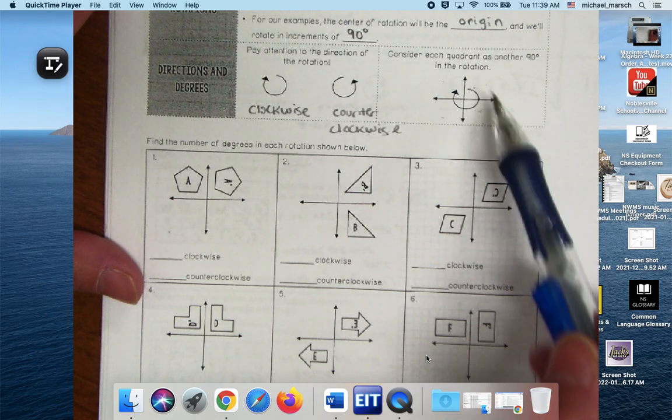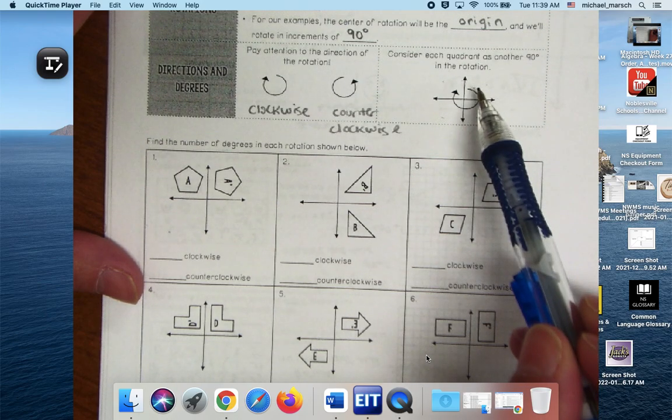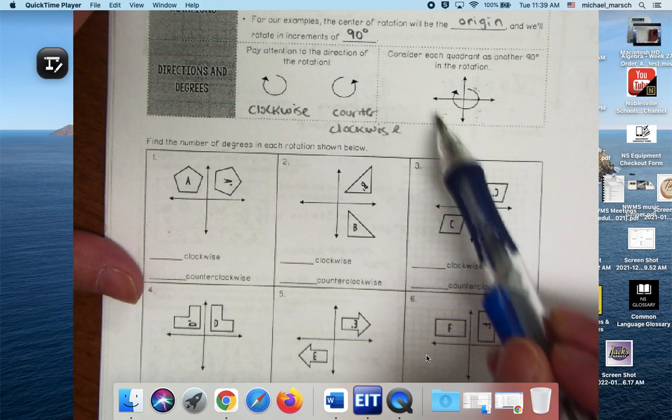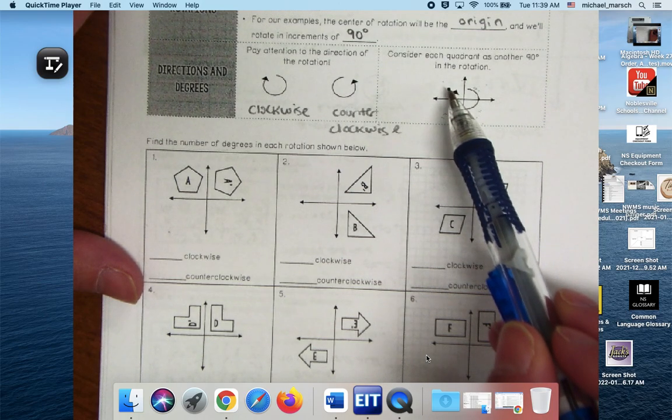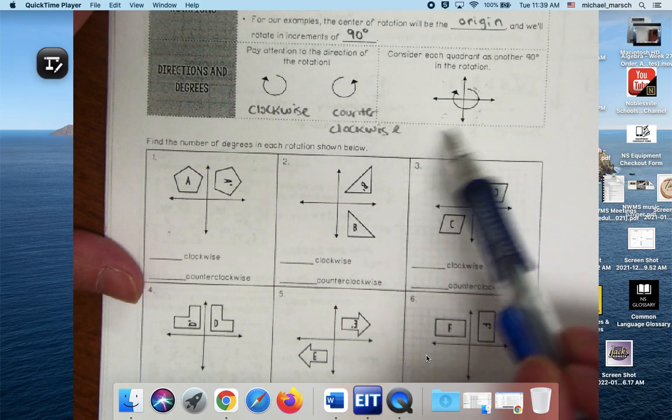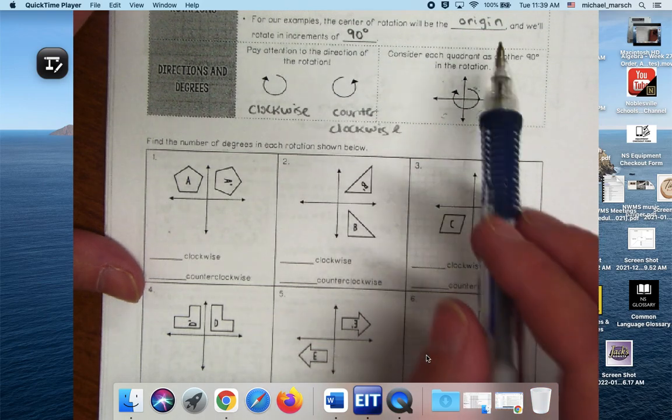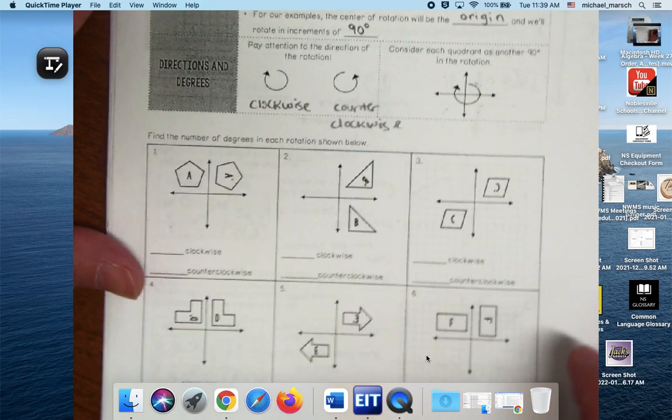So if I move from here to here, I went 90 degrees. If I move from here to here, I went 180 degrees. If I move from here all the way around to here, I went 270 degrees. And that's what we're going to be talking about very specifically, those 90, 180, or 270 degree rotations.